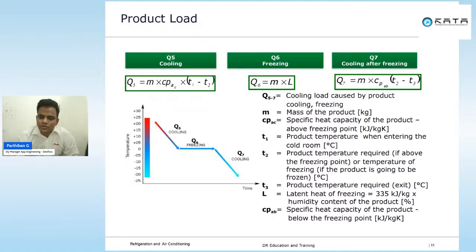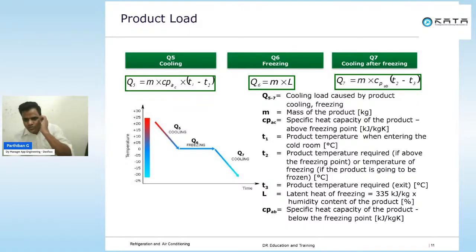So what we need to do? We need to take the product load, the product mass. Then we need to consider the moisture content in the product. Then we have to multiply it with 335. So with this, we can calculate the latent heat of freezing, Q6.